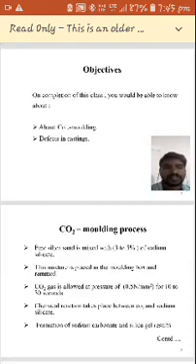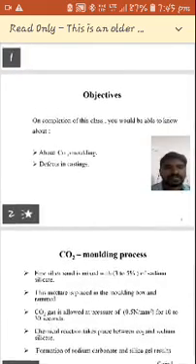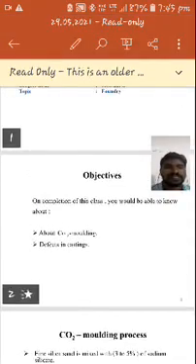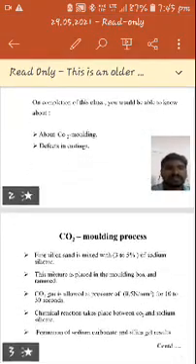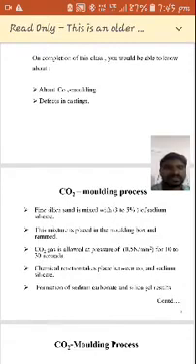CO2 molding process and also defects in the casting. So these things will be discussed in today's class. Okay, so let me start with the CO2 molding process.